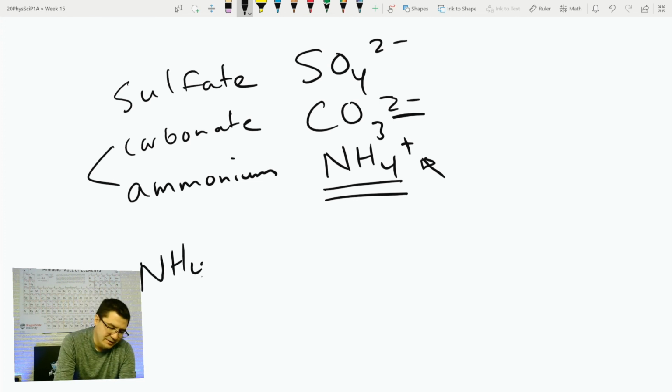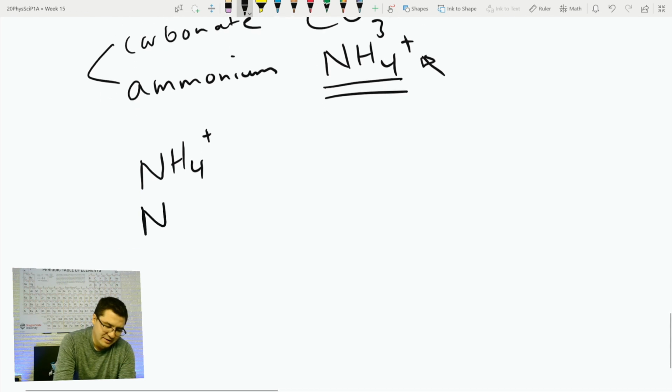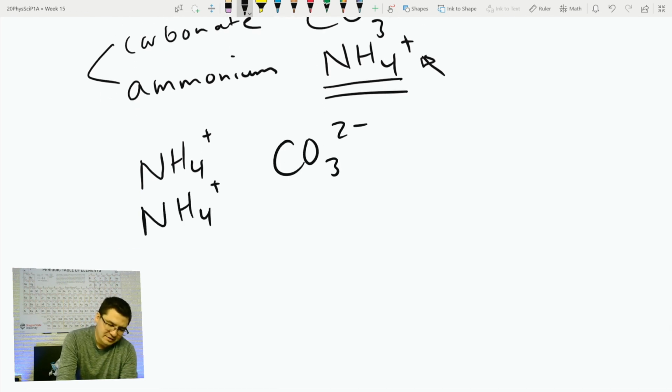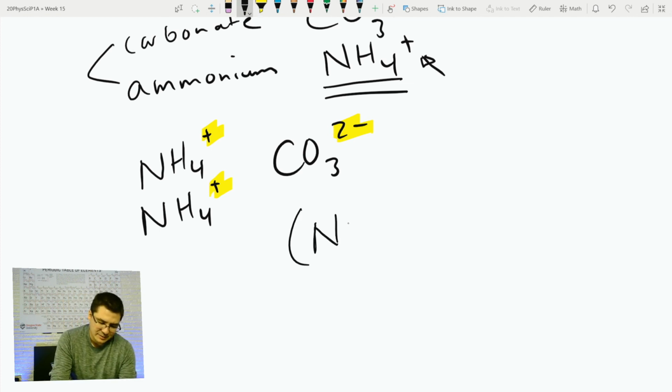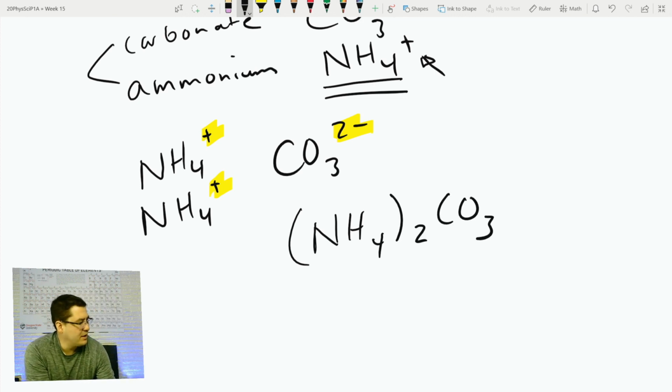So if it helps, and I've been doing this in the video, you write it out however many times you need it. So I needed 2 NH4 pluses called ammonium to balance out 1 carbonate. And I'm just double checking to make sure all the charges add up to 0. So to write this chemical, (NH4)2CO3, and I put the NH4 in parentheses because I needed 2 of them.